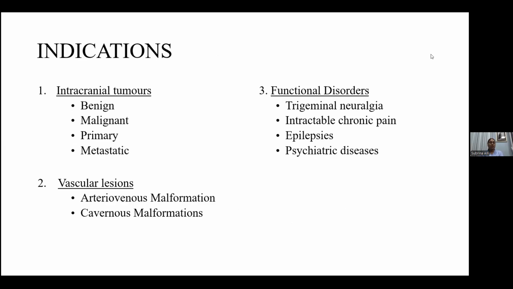The tumors can be benign, malignant, primary, or metastatic. We could have vascular lesions such as arteriovenous malformations and cavernous malformations, and functional disorders such as trigeminal neuralgia, intractable or chronic pain, epilepsies, and even some psychiatric diseases.